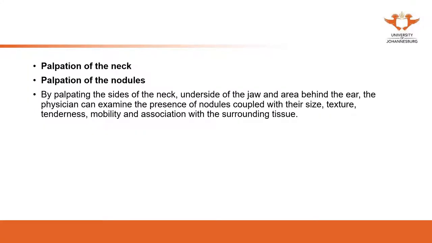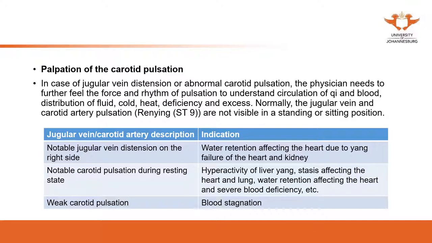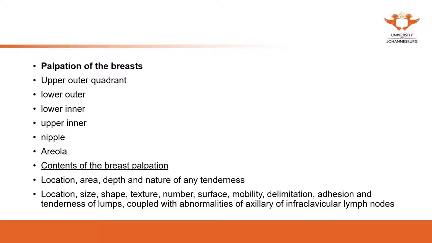Palpation of the neck, the nodules. The carotid pulsation is the veins and arteries in the neck area, so that is also for inspection and palpation. The airway, the chest and ribs area. Palpation of the breast, should this physical examination become necessary, a special cautionary note should be considered. That's especially for a male practitioner with a female patient. So ideally, there will be another witness, such as a sister, standing next to you to observe the whole process to avoid further debate.